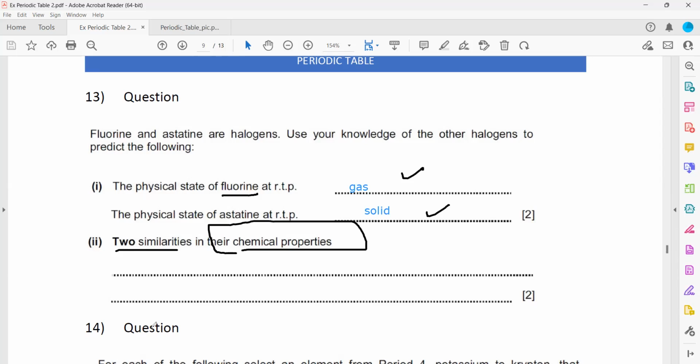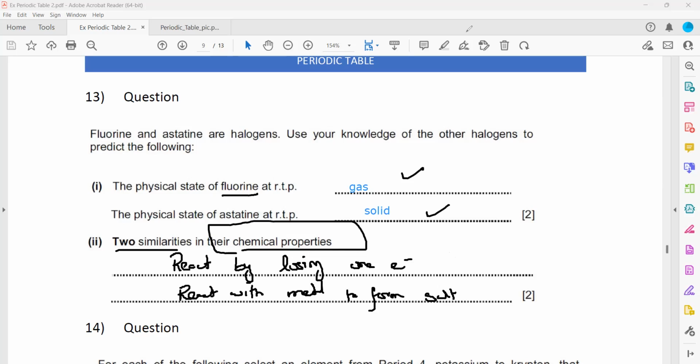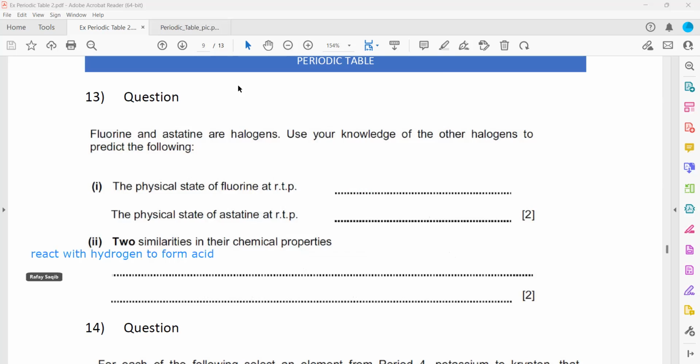So similarity in chemical properties, they both will react by losing one electron as they belong to group 7. And the second thing, they both can react with metal to form the salt. React with hydrogen to form acid, that's also correct. Because like hydrogen fluoride, hydrogen bromide, hydrogen chloride, so that will form an acidic solution.